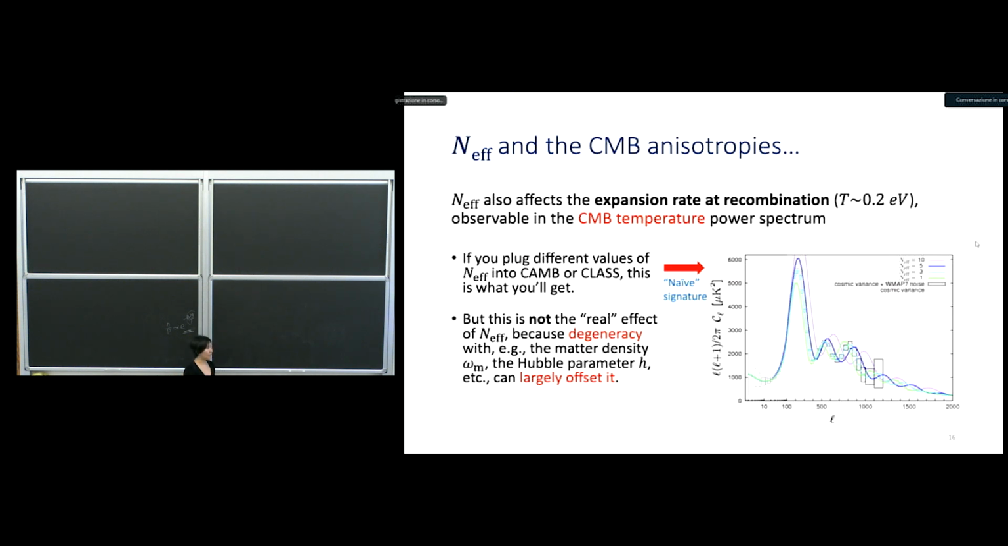In particular, N effective is strongly degenerate with omega M, which is the matter density. It is also very, very degenerate with the Hubble parameter H. So if you increase your N effective, it is possible to tweak your matter density and your Hubble parameter so that everything looks more or less the same as your original signature. So this is only the naive signature.